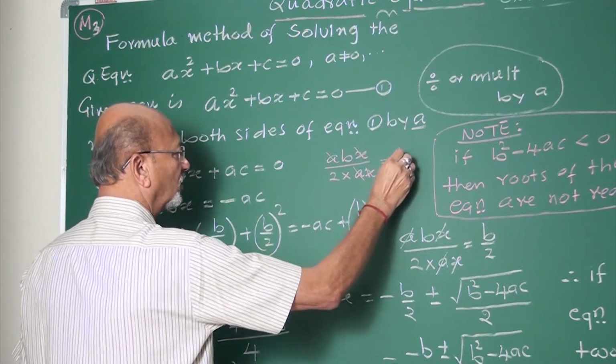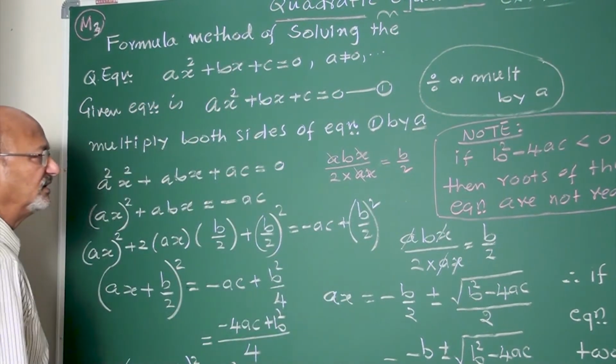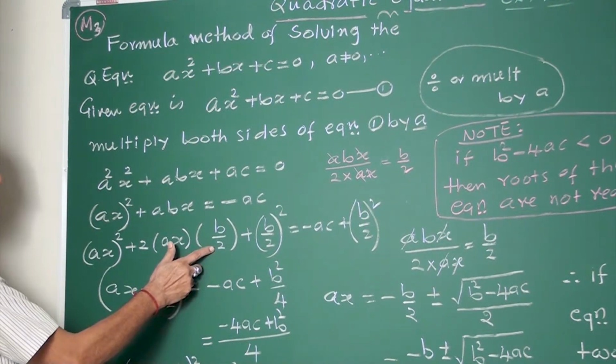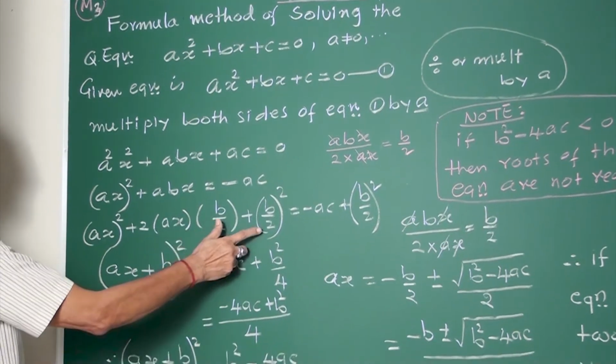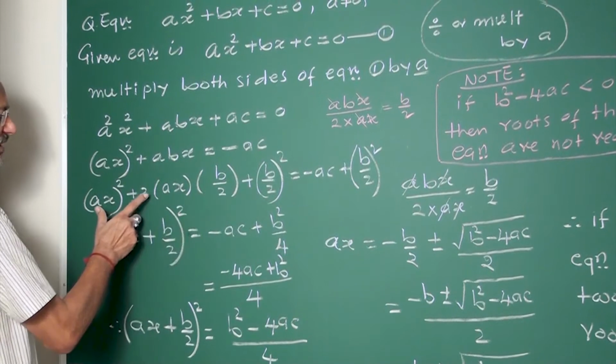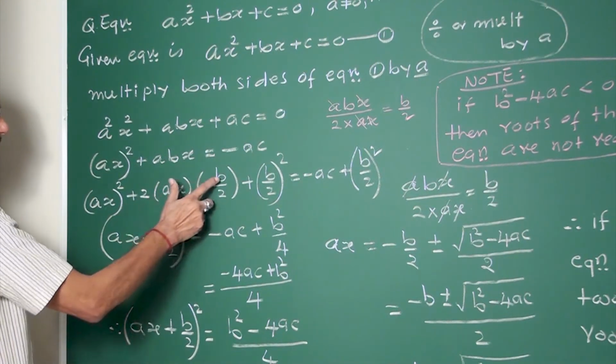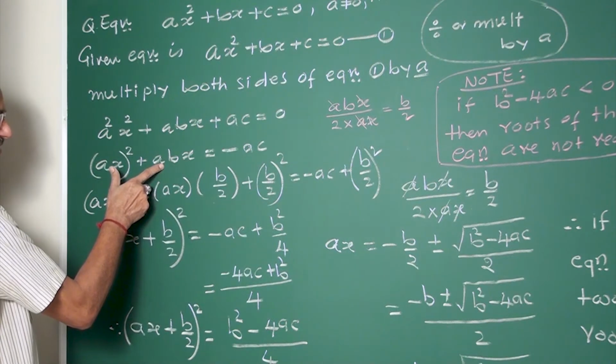You get this equal to what? B by 2. That B by 2 is your second term. I have written B by 2. Then the square of the second term is added. If you simplify this, 2 cancels ABX.